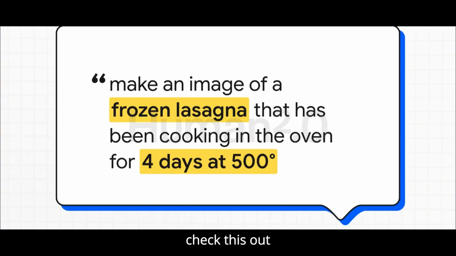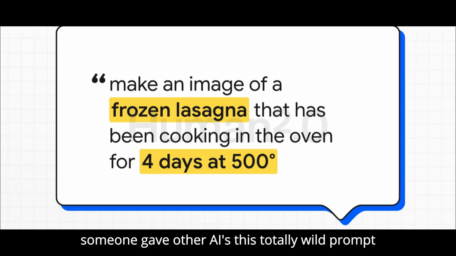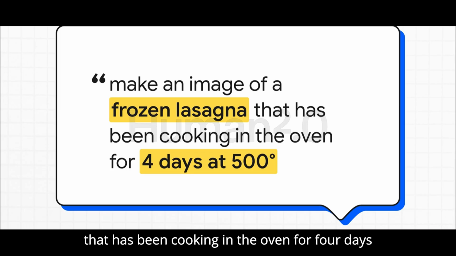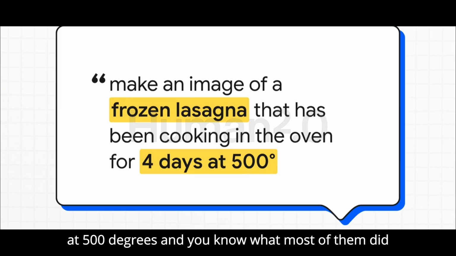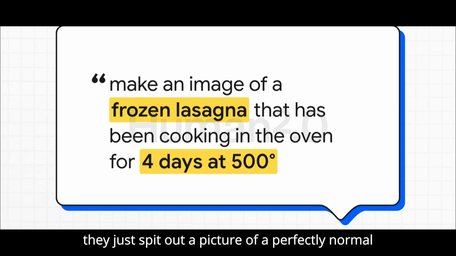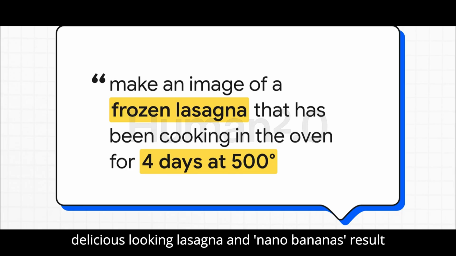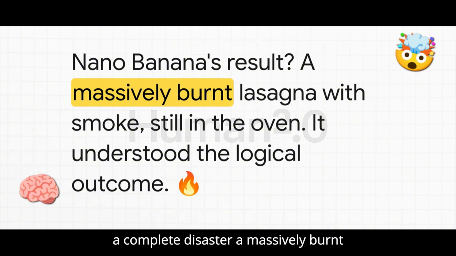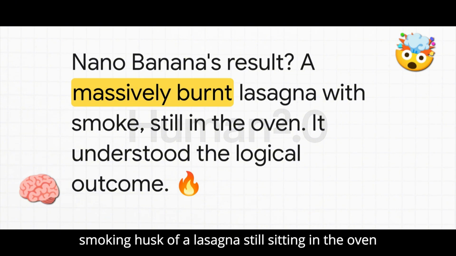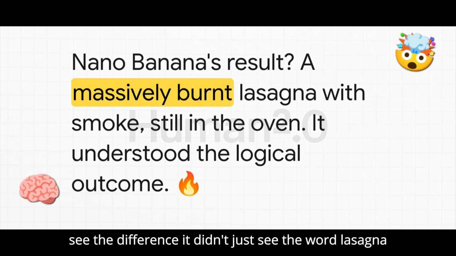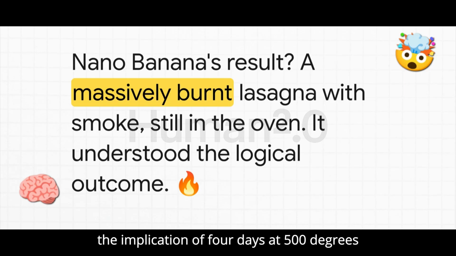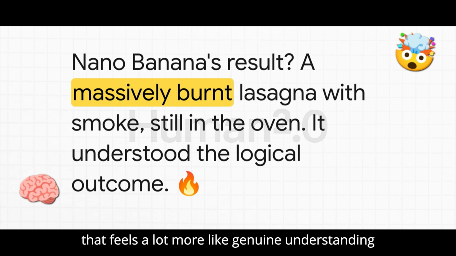Okay, check this out. Someone gave other AIs this totally wild prompt. Make an image of a frozen lasagna that has been cooking in the oven for 4 days at 500 degrees. And you know what most of them did? They just spit out a picture of a perfectly normal, delicious-looking lasagna. And Nano Banana's result? A complete disaster. A massively burnt, smoking husk of a lasagna, still sitting in the oven. See the difference? It didn't just see the word lasagna, it understood the implication of 4 days at 500 degrees. That's the leap from just pattern matching to something that feels a lot more like genuine understanding.